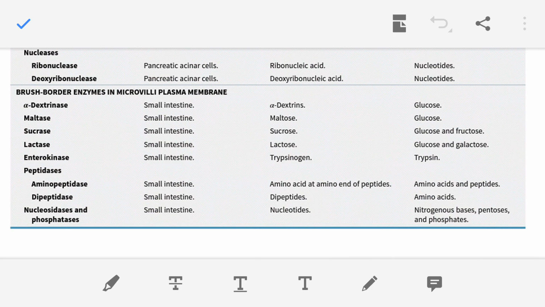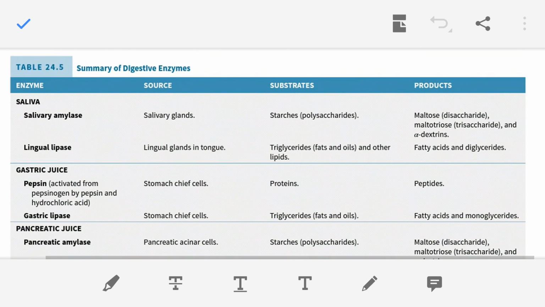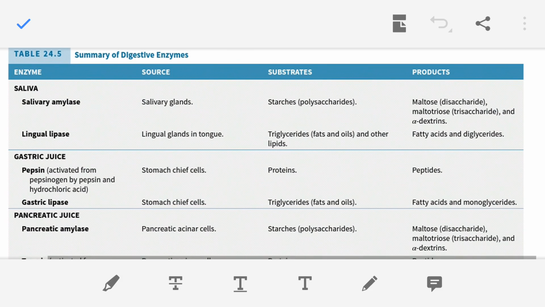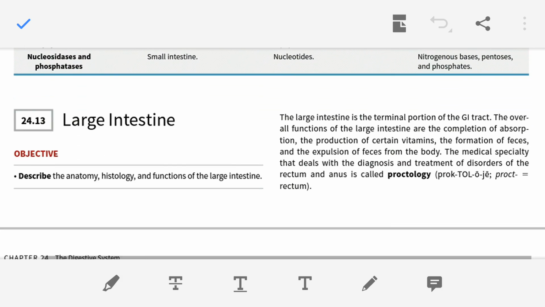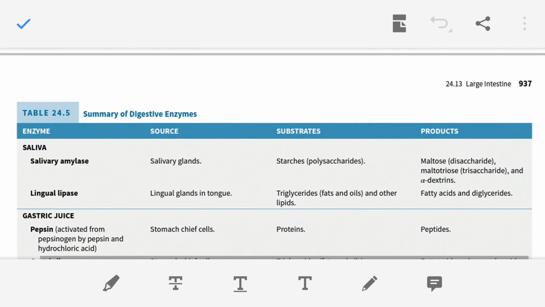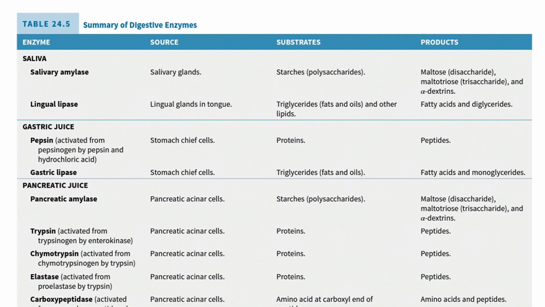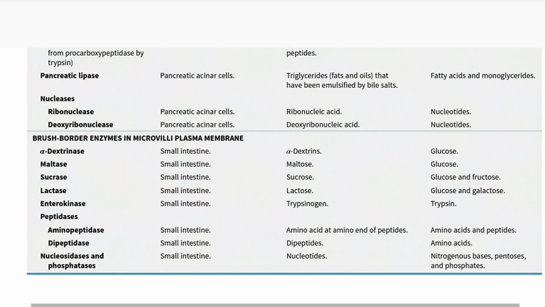So basically, in this topic of digestive enzymes, what you need to know is the source, which organ is involved in the production of the enzyme, where the enzyme is acting, which one is the substrate, and after digestion, which are the products. That you need to know in this topic. And once again, I am showing you both the tables, this way and this way.